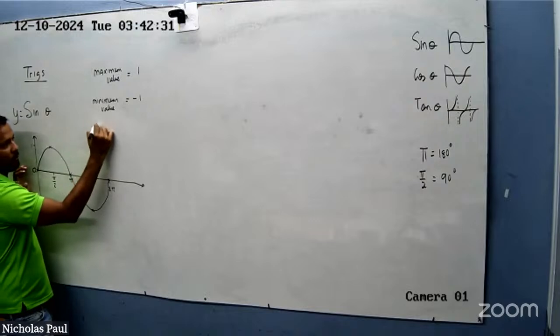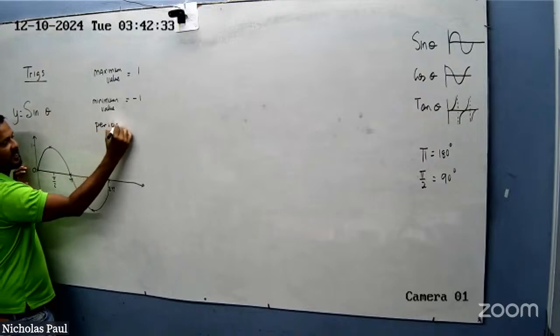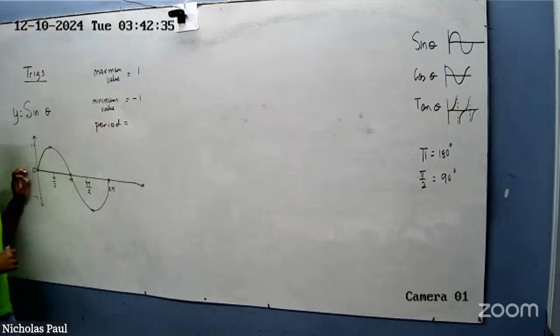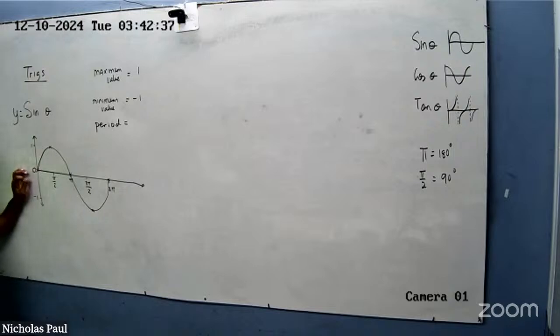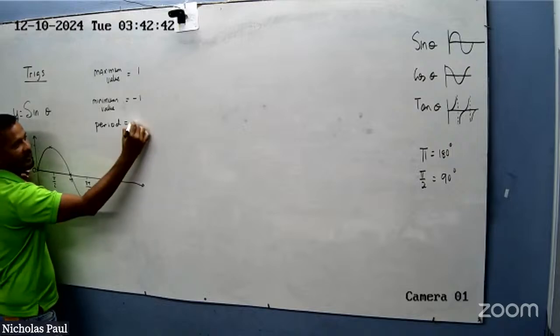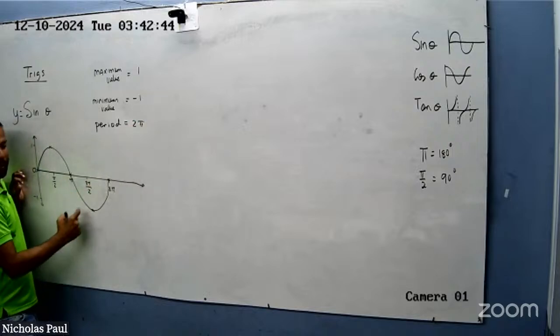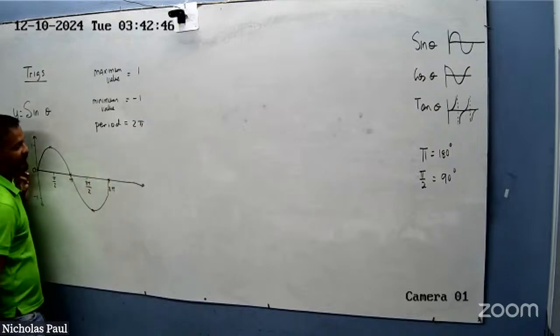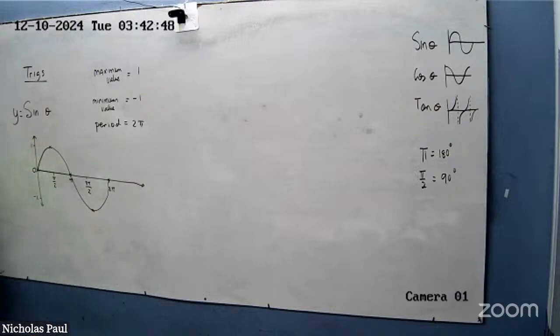And what's the period of the sine graph? The period of a sine graph is 2 pi, so the sine graph will begin to repeat itself after this. A period is 1 over f.